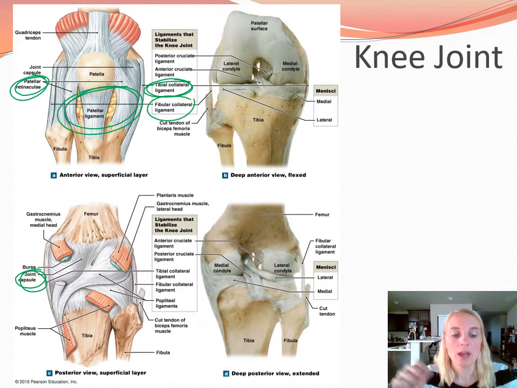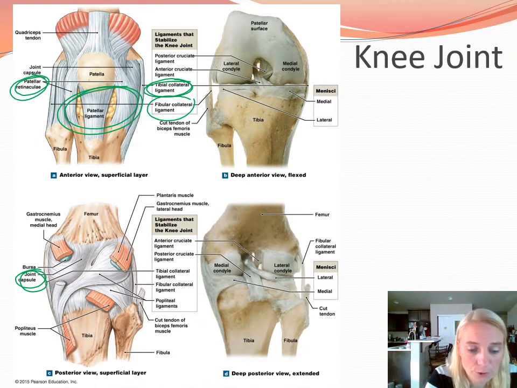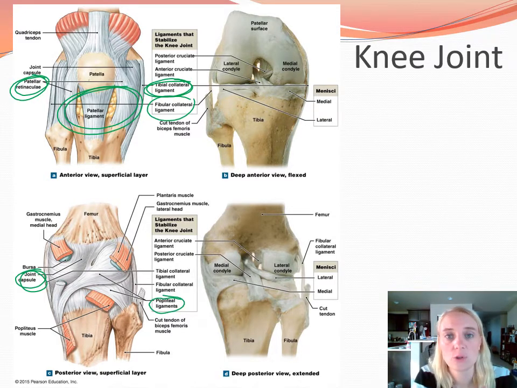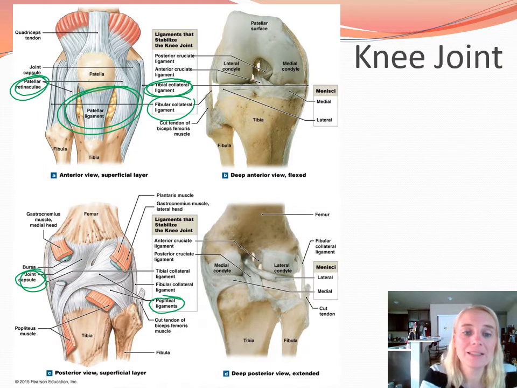Okay. And then on the back side, we have a few popliteal ligaments that kind of help to reinforce the joint capsule on the posterior side of the joint. So those are all of our extra capsular ligaments. They're outside of the joint capsule, helping to reinforce. Inside, we have our two cruciate ligaments.